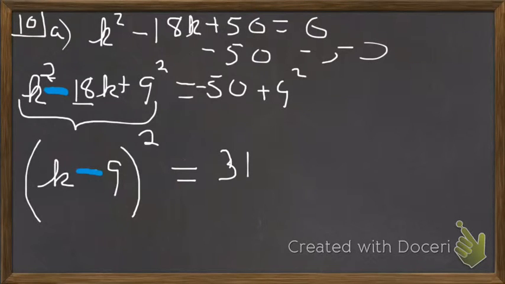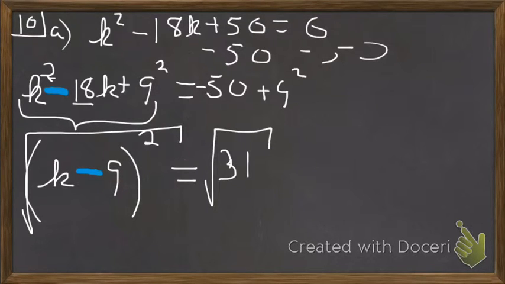Now we can take the square root of each side. Okay. Wait, that's a 31 or a 51? That's a 31.